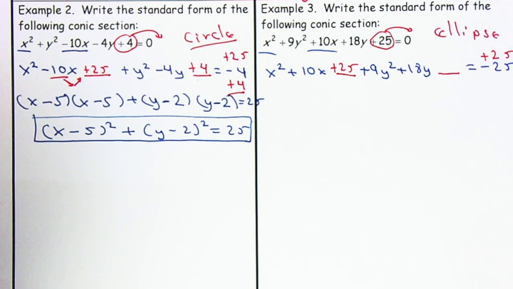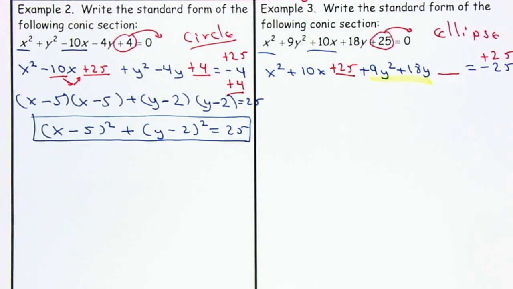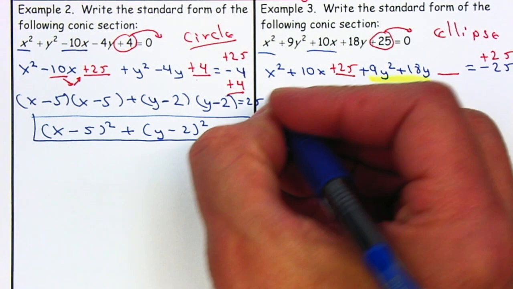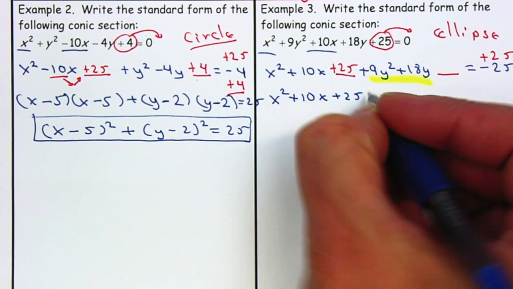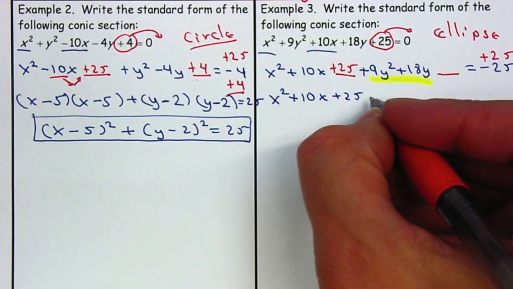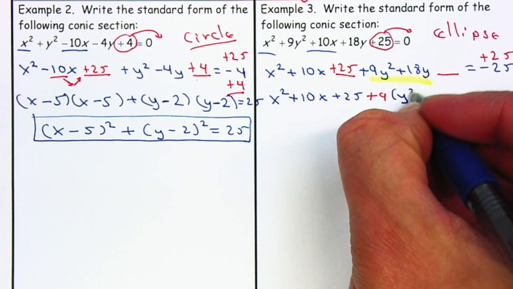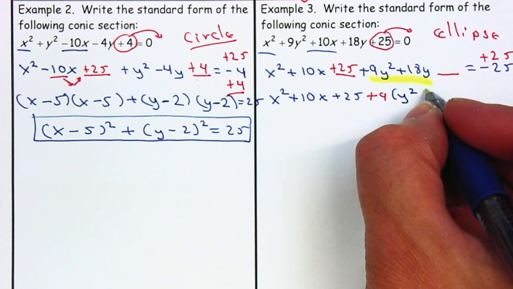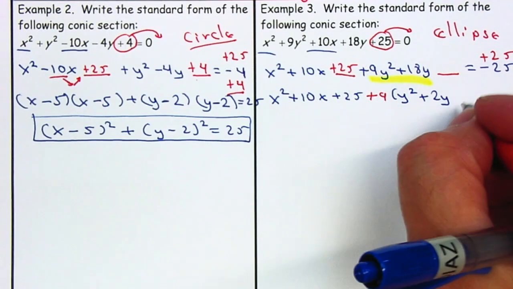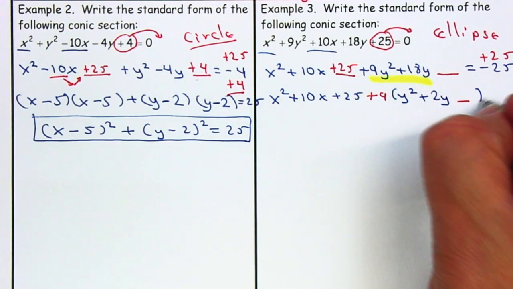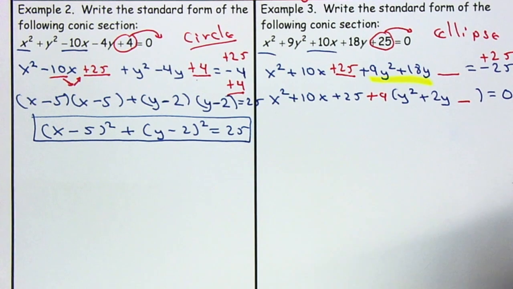So what I'm going to do, I'm going to take out a 9 from those two. So let me rewrite it. This gives me x squared plus 10x plus 25. I'm going to factor a positive 9 from there, so that way we will have just y squared, and we can complete the square. 9 times what is 18, that will be positive 2y. I'm going to leave some space, and that's equal to 0. 25 minus 25 is 0.